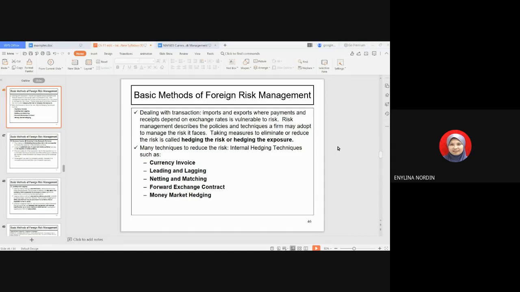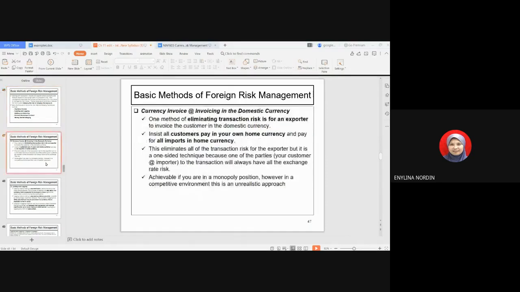This is called hedging the risk, or hedging the exposure from exchange rate fluctuations. There are many techniques that can be used to reduce the risk or to manage the foreign risk. Here are the internal hedging techniques: currency invoice, leading and lagging, netting and matching, and then forward exchange contract and money market. So we go to the next one. The first one is about the currency invoice.